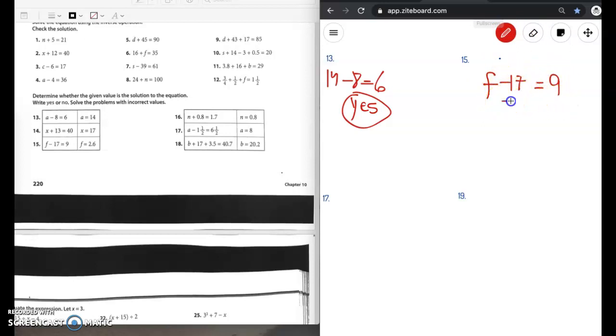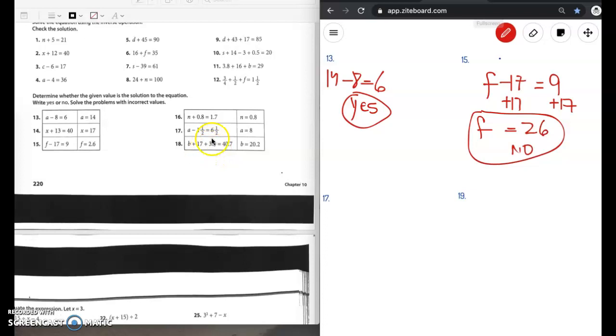Minus 17, the inverse operation would be plus 17. So f is actually 26. So remember, you have to write no. So these are our answers. You have to write yes or no, and you have to write the correct value. All right, so go ahead and try 16 and 14 on your own.